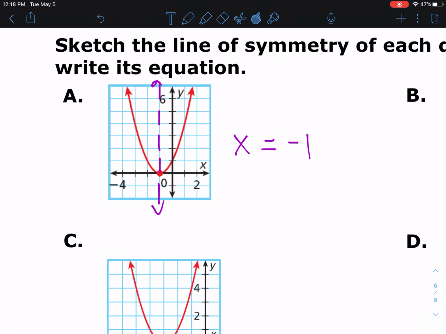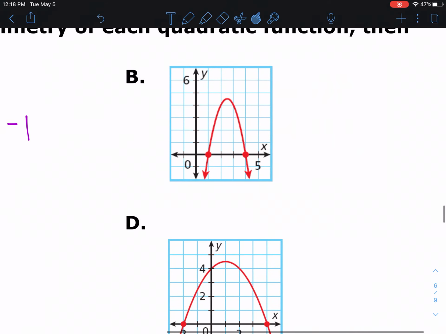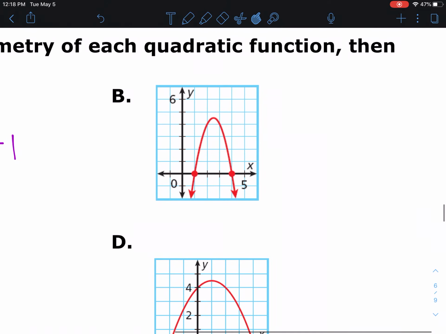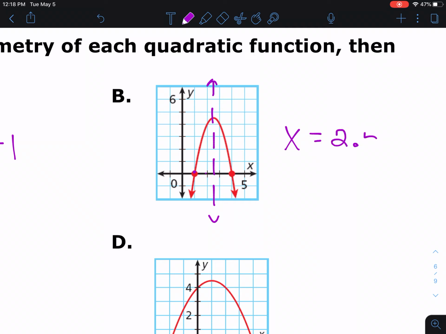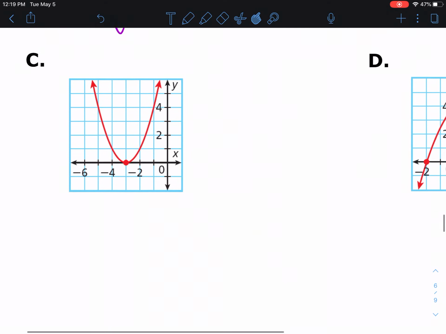So that's it. So let's just try this a couple times here. So on this one, I'm going to draw right through the middle, through the vertex. And notice this one here is in between 2 and 3. It's halfway in between 2 and 3. So that's 2.5. So x equals 2.5.